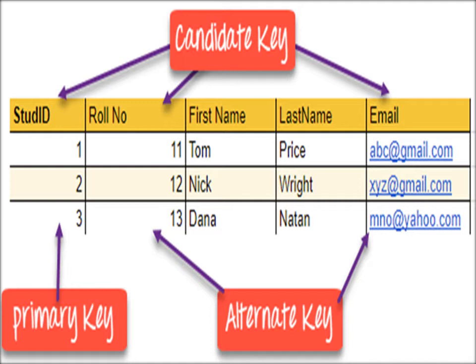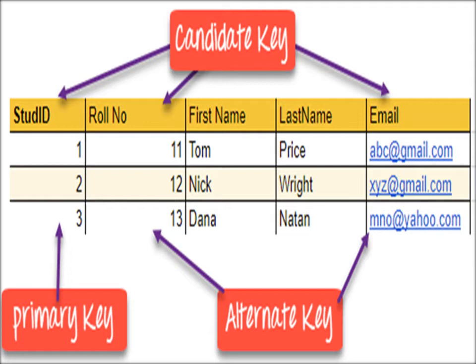So what is a candidate key? A candidate key is a field or column in a database which is qualified to be a primary key. Now in this table, student ID, roll number, and email, three of them are qualifying to be a primary key.